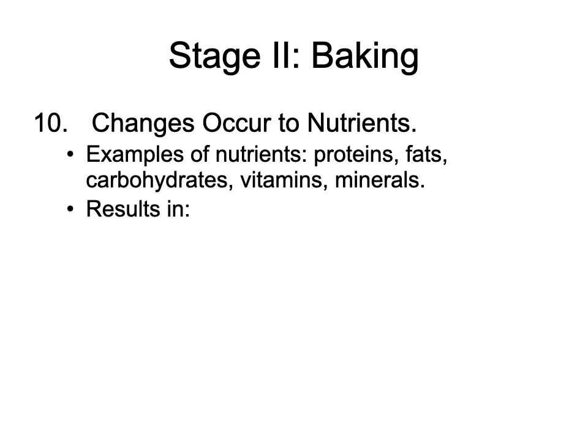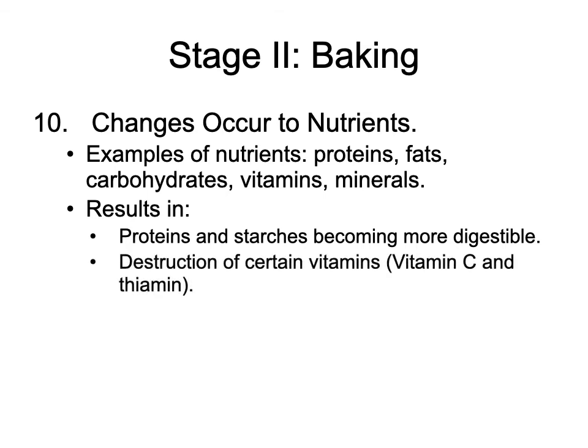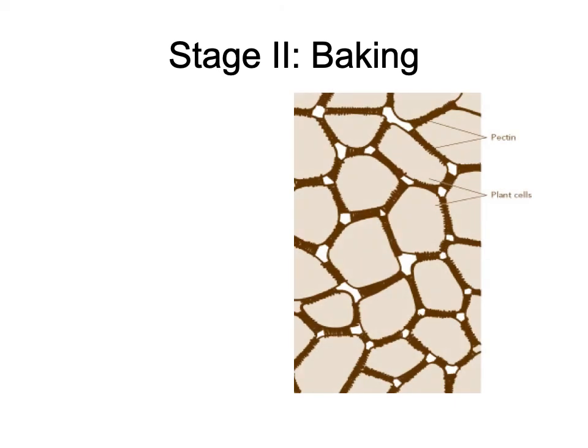So proteins and starches, for example, start becoming more digestible. The destruction of certain vitamins, like vitamin C and thiamine, they start to break down. Thiamine's in the vitamin B family. And that's just the nature of cooking food.